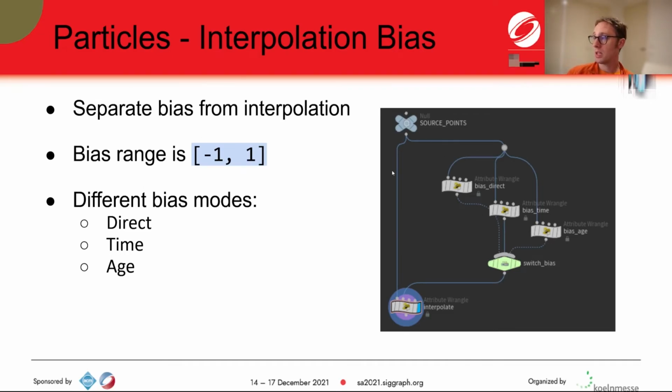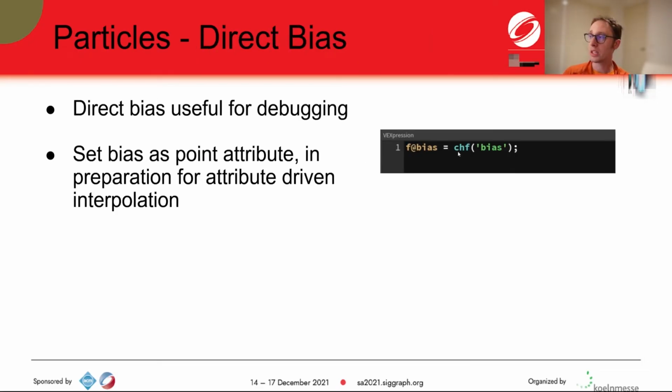So to do the interpolation, we are going to separate the bias from the interpolation. The reason for that is that we want to be able to swap out the bias modes while keeping the interpolation node the same. So the bias is going to go from -1 to 1, where -1 is the previous frame, and 1 is the next frame, and 0 is going to be the current frame. So direct, it's really just for debugging. It's just a slider, and that way we can sort of scrub around and see how things are moving, especially with that frame range node.